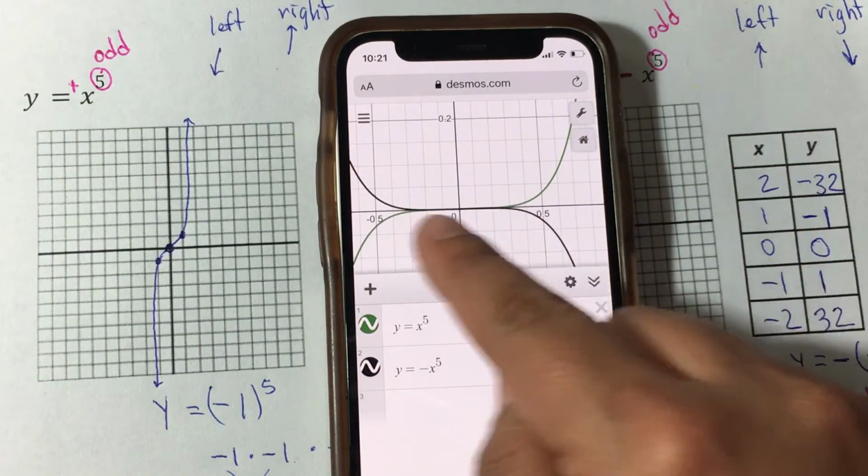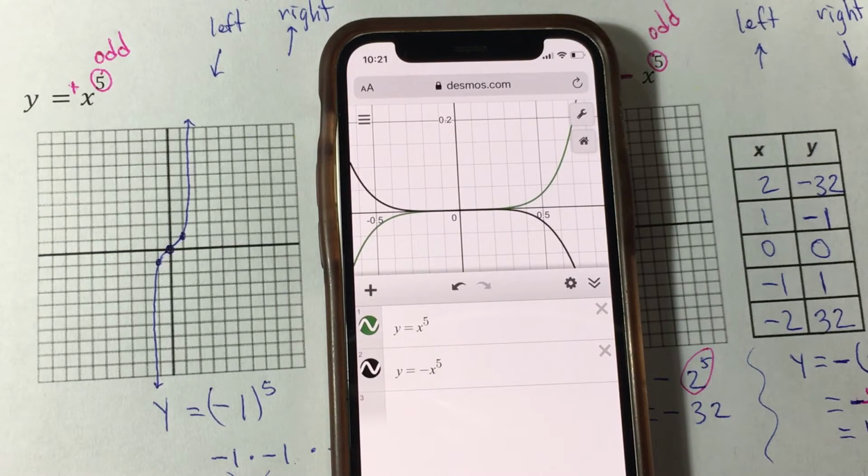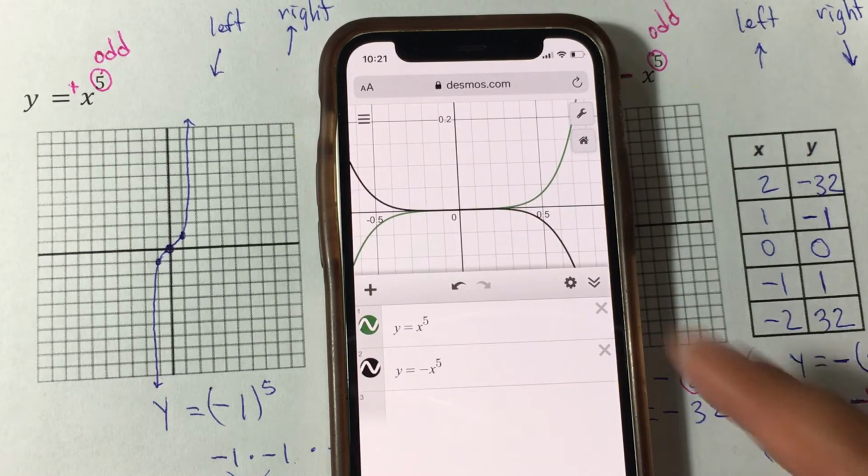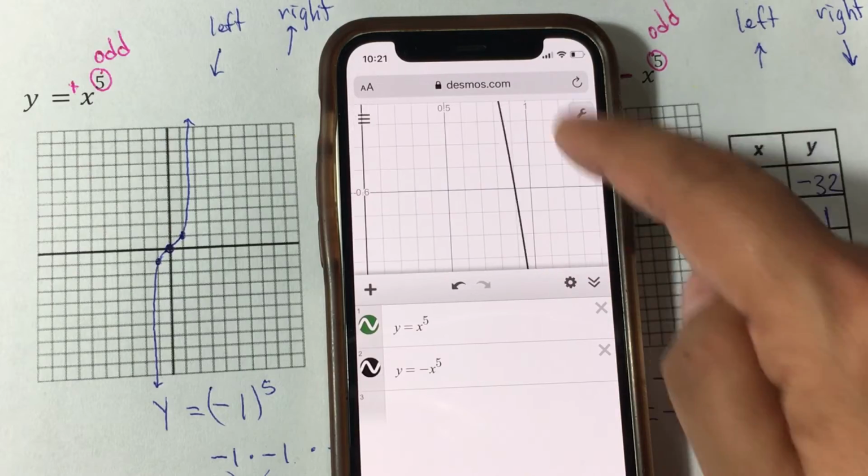Again, it looks a little flat in here because when you multiply decimals, you can try multiplying different decimals like 0.1, 0.2, 0.3, 0.4, and you'll see that it grows very slowly. But then after 1, it grows super, super fast.